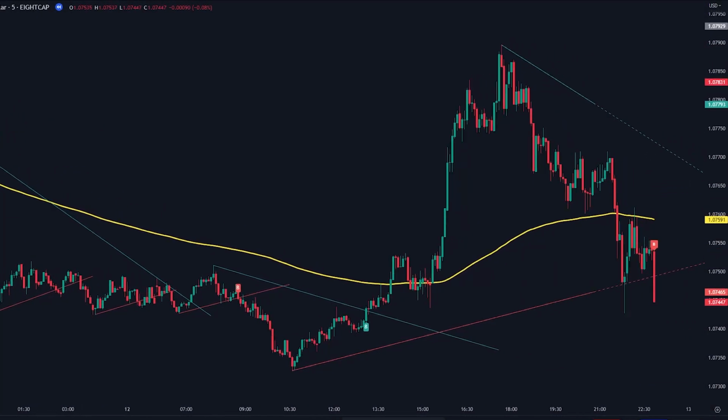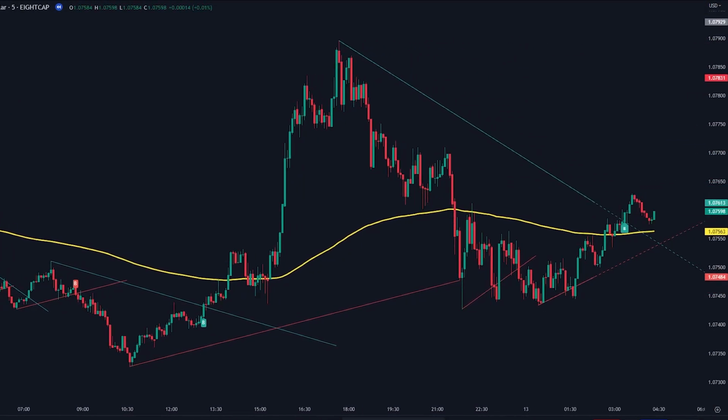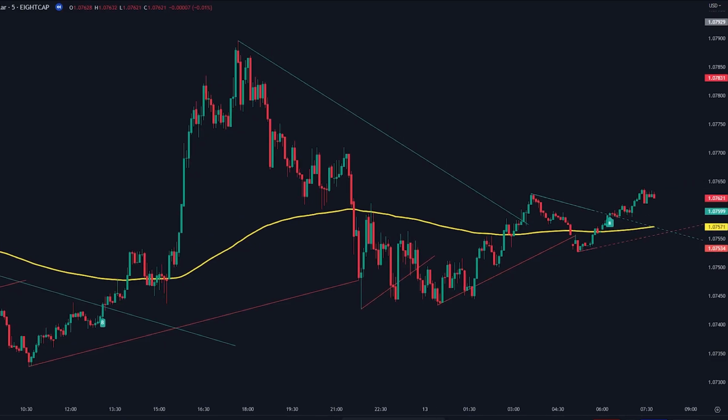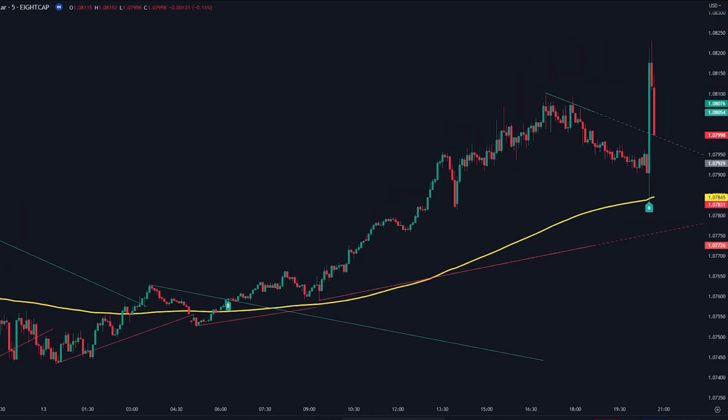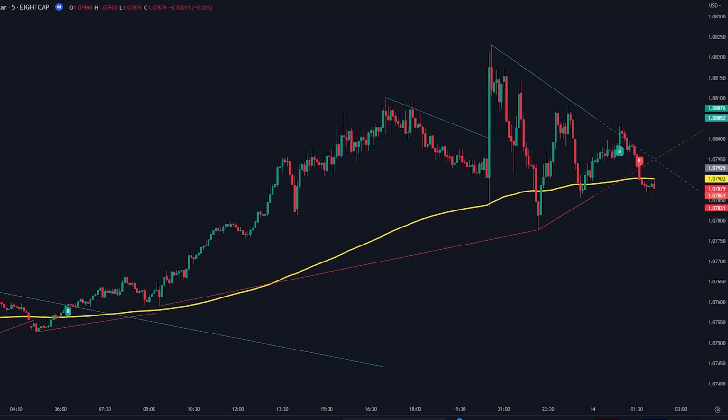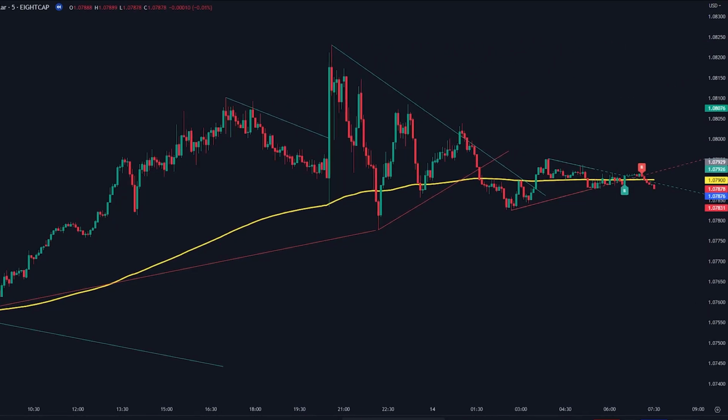This is my favorite price action indicator on TradingView. Whether you're a professional trader or a beginner, this indicator can be helpful. By the end of this video, I'll explain why I love this price action indicator. So let's jump straight into it.